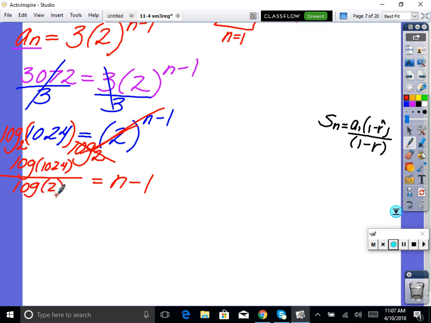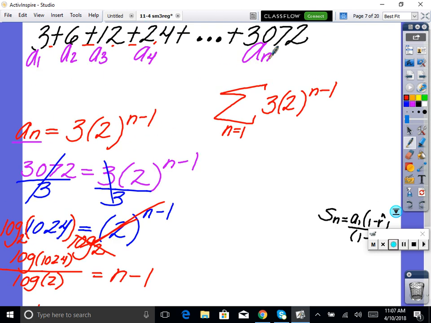And then you'll type it into your calculator. Good, 10. So then you get 10 equals n minus 1. So then n equals 11 because you'd add 1 over. So all that work just to figure out that this is a sub 11. But does anyone need to see that?